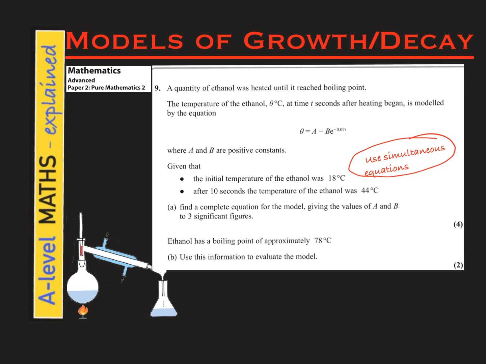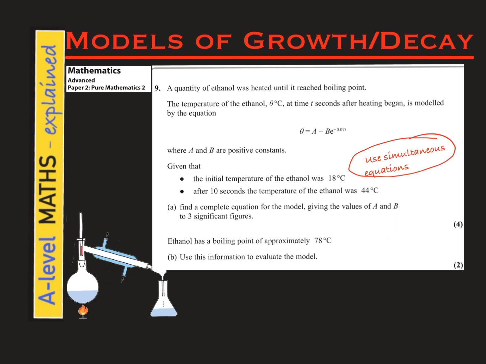So the theta here represents the temperature of the ethanol in Celsius, and we also have time represented by a little t, which is in seconds. A and B are positive constants, and we are given two lots of information. The initial temperature of the ethanol is 18 Celsius, and after 10 seconds the temperature of the ethanol is 44 Celsius. We need to find a complete equation for the model, giving the values of A and B.